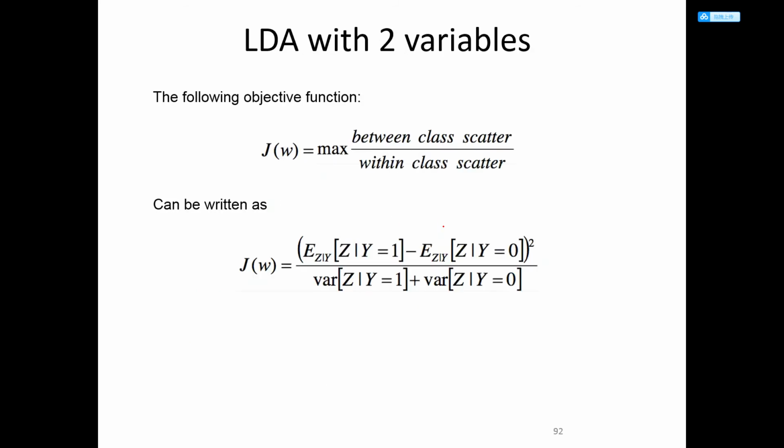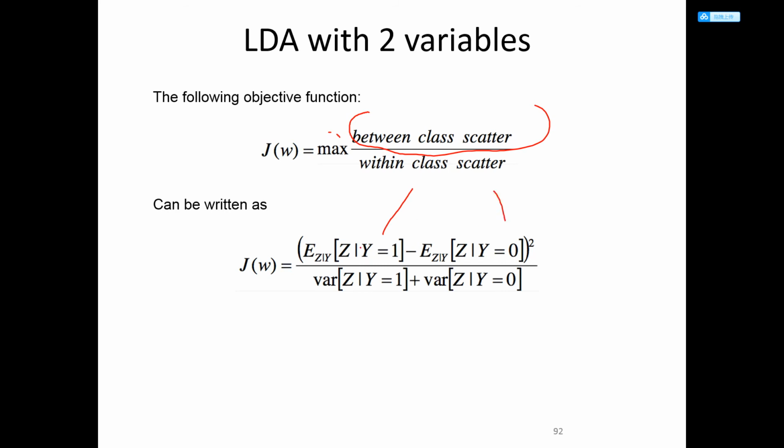So to do that, I have a formulation like this, where I want to maximize the between class scattering and minimize the within class scattering. I can just maximize the ratio between them. And then let's say I have two classes, A and B here, with index y equal to 1 and y equal to 0.